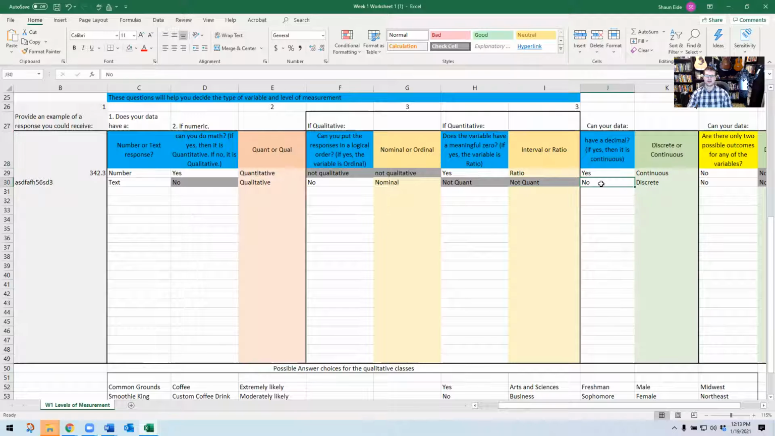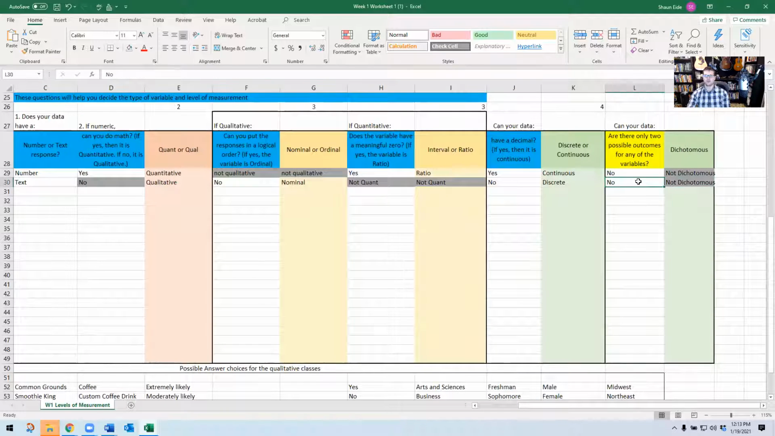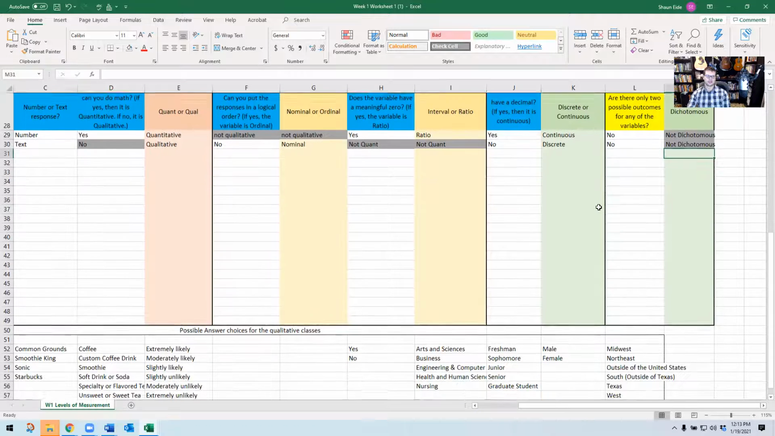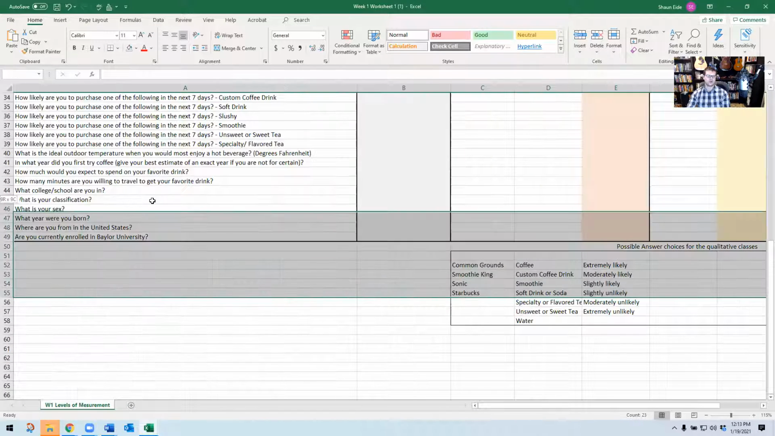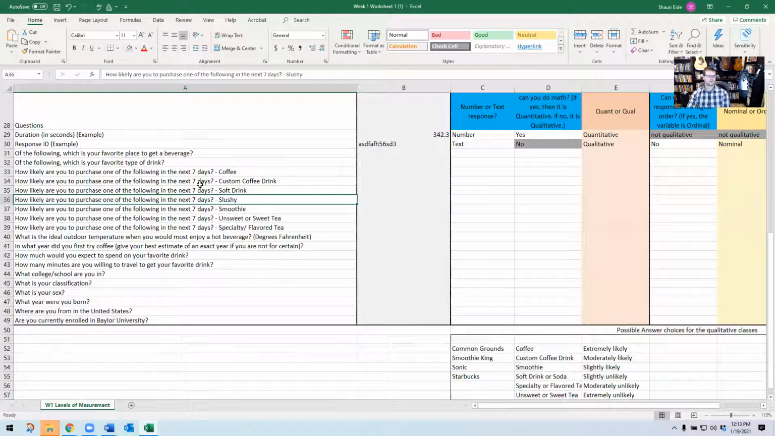Does your data have a decimal? No. And because it does not have a decimal, it's discrete. In other words, there's clear separation between each one. And then are there only two possible outcomes? And the answer is no. So therefore, it is not dichotomous. And so let's look at one more.